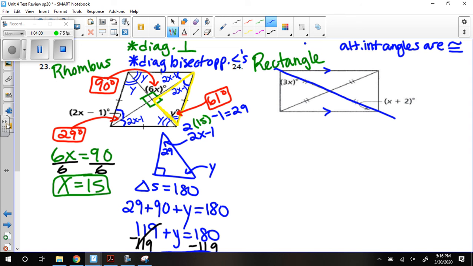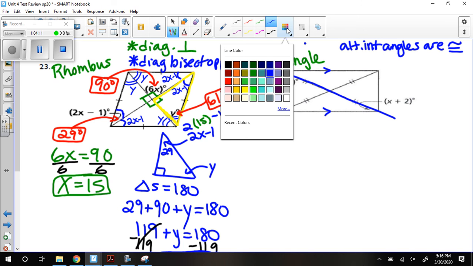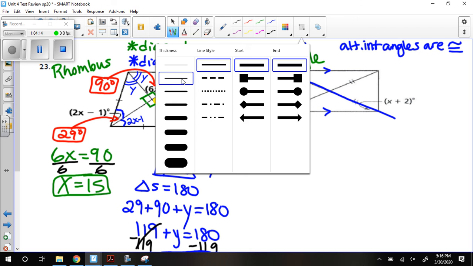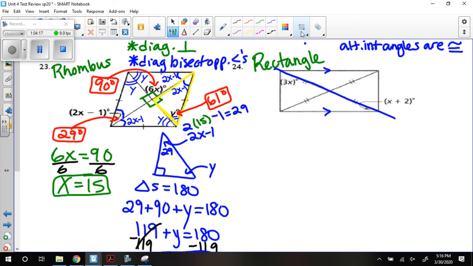So I know there is a 3x in the top left corner, which means I can transfer that 3x here because they are alternate interior angles. Now this x plus 2 has an arrow. This x plus 2 is actually here. So if that x plus 2 is in that angle, that means this angle is also x plus 2. And since this is a rectangle, I know that we have a right angle here.